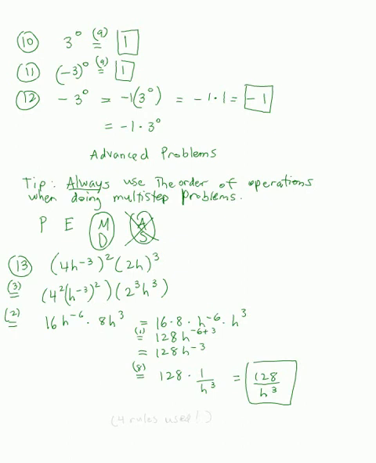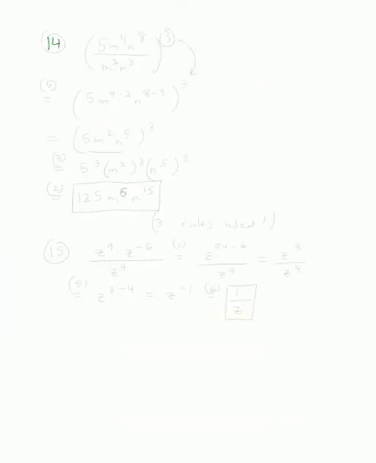So that's it. We used rule 1, rule 2, rule 3, and rule 8. So 4 rules. Four rules used. I just want to write that down so we know it was 4. All right, let's try the next one, number 14.